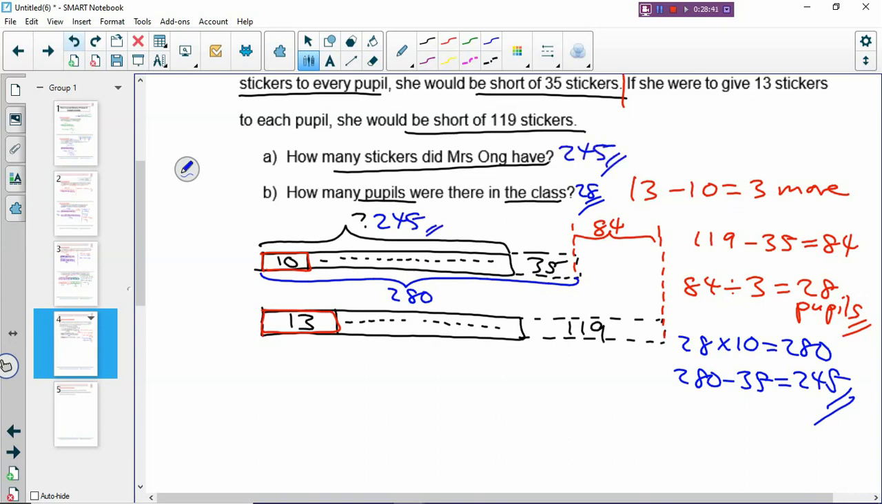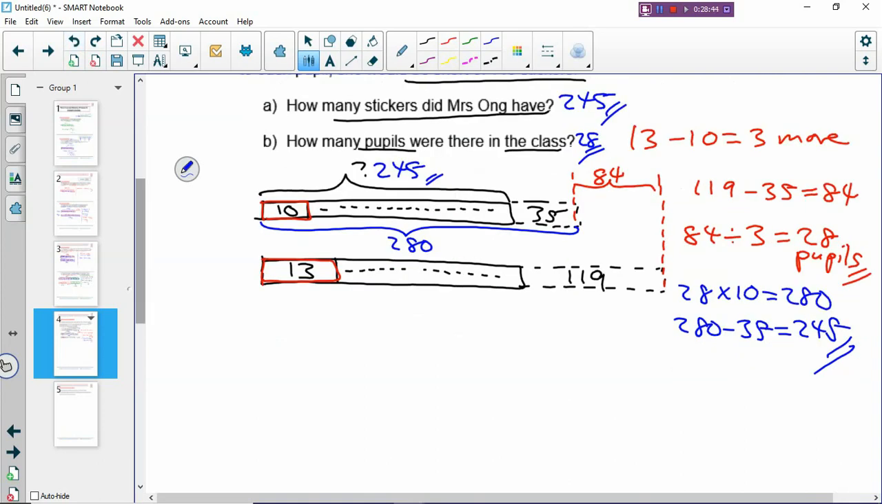Can you check your answer as well? Yes, I can check as well. If you look carefully, if he wants to give 13 stickers to each pupil, then how many does he need? You take 28 pupils and multiply by 13 each. He will need 364 stickers to give everybody 13 stickers. But does he have 364 stickers? No, he was short of 119. So you minus 119, 364 minus 119, and you will still get 245 stickers, which is what he has, right? So Mr. Ong has only 245 stickers.